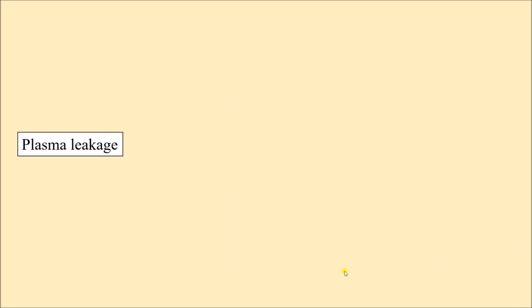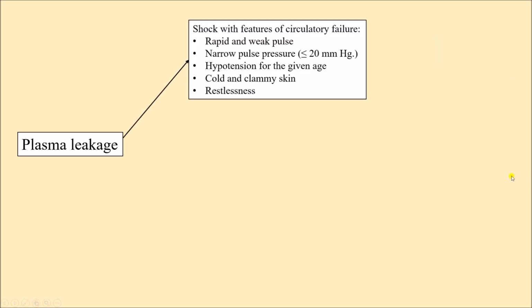When we have plasma leakage, that means there is volume depletion in the circulation. Because of the volume depletion, we can have shock along with different features of circulatory failure. So we can have a rapid and weak pulse because there is volume depletion, and rapid because the heart has to pump multiple times, or at a higher rate, to deliver blood.